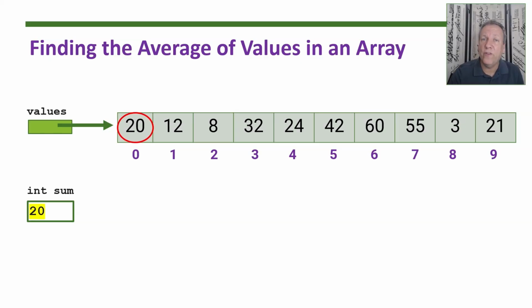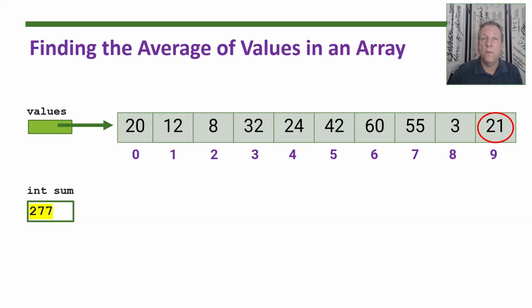And as we visit each element, like the 20, we're going to add this to our sum. We visit the 12, we add that to our sum. Our sum is now 32. We visit the 8, we add that to our sum, and we have 40. And you can see we'll continue as we traverse through the array. We add 55, we're up to 253. We add the 3, we have 256. And finally, when we get to the last location, the 21, that increases our sum to 277.